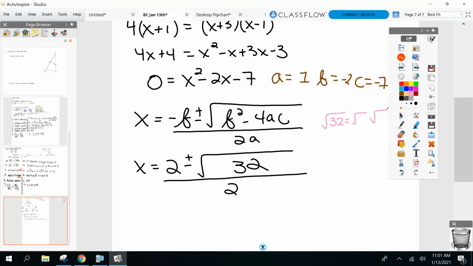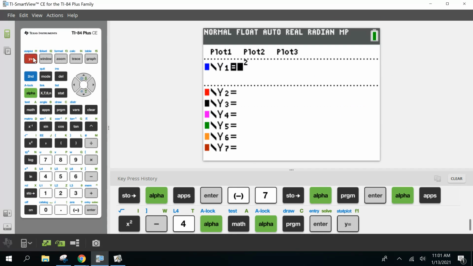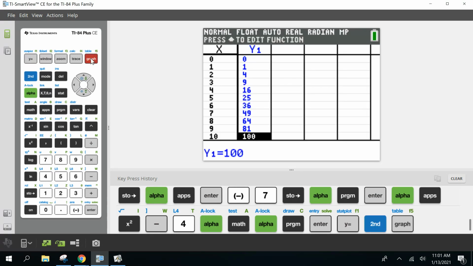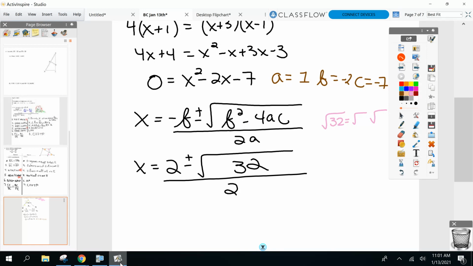So I'm going to look for the biggest perfect square that goes in the 32. A third reminder here: if you need your perfect squares, go to your y equals screen, type in x squared under y1. Go to your table, and there are your perfect squares if you ever need them.